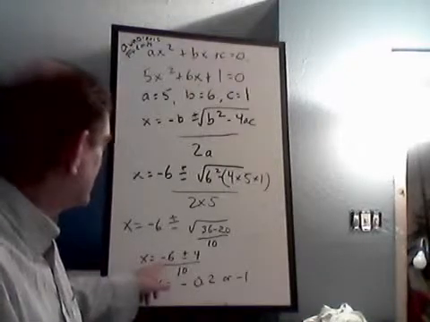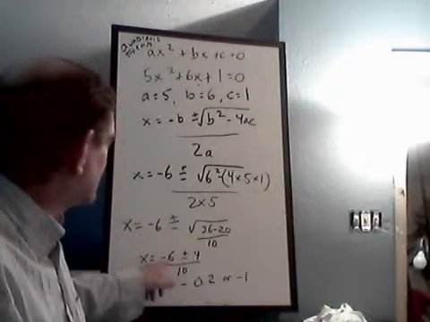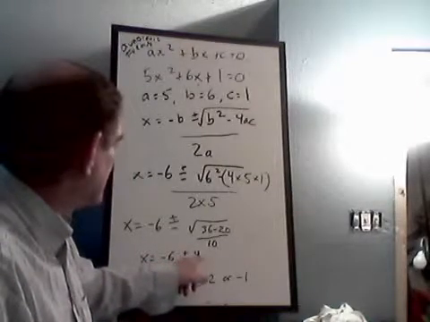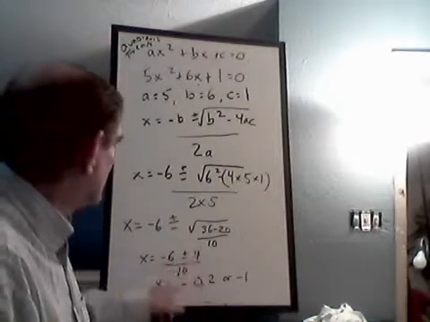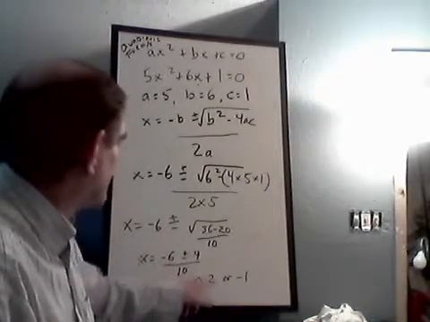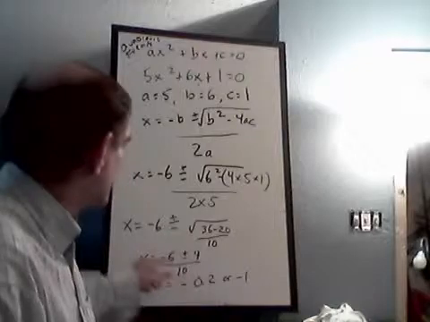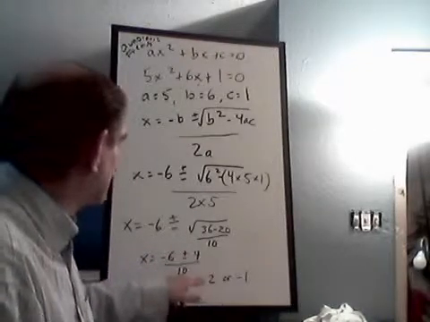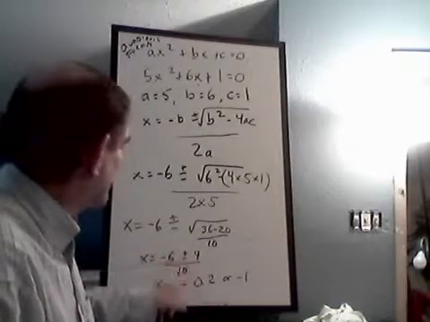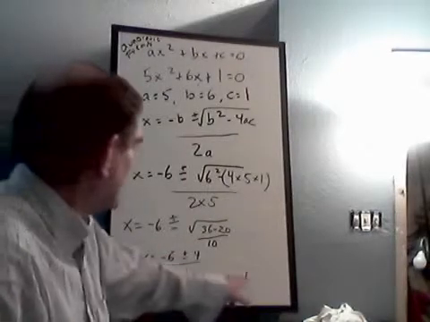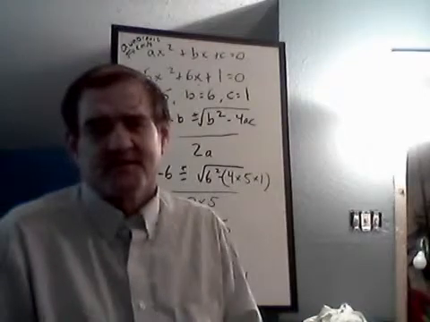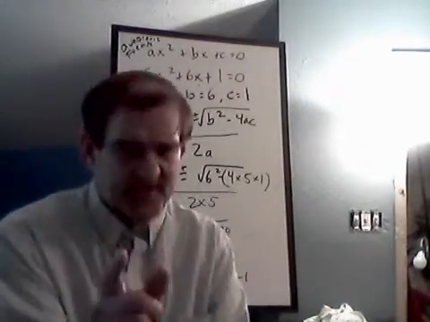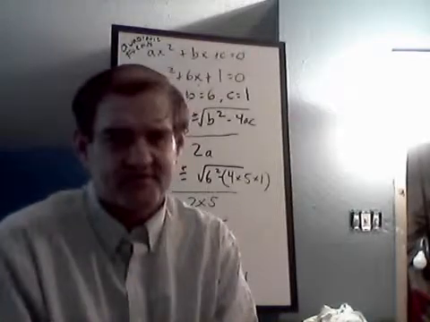So what do you have? It's either negative 6 plus 4, which is going to be negative 2. Negative 2 over 10 will give you negative 0.2. Or it's going to be negative 6 minus 4, which will be negative 10, and negative 10 over 10 will be negative 1. Now, that got a little tricky at the end, but I think it makes sense.